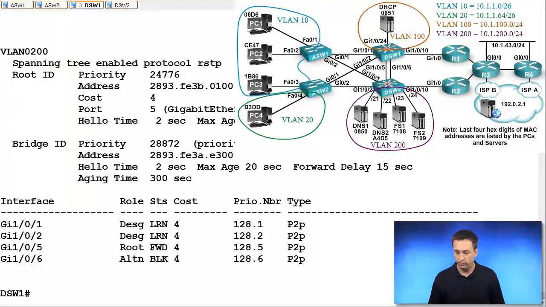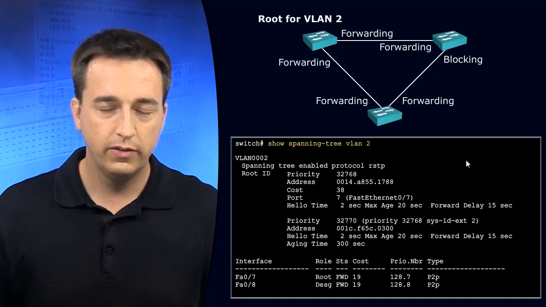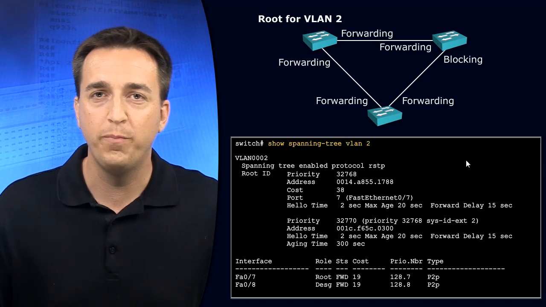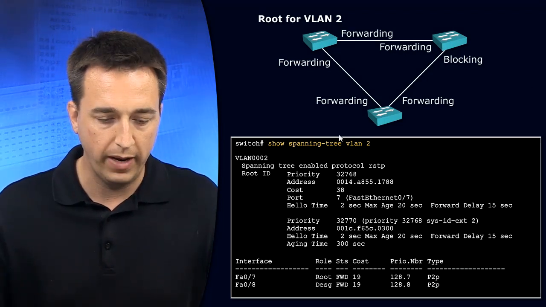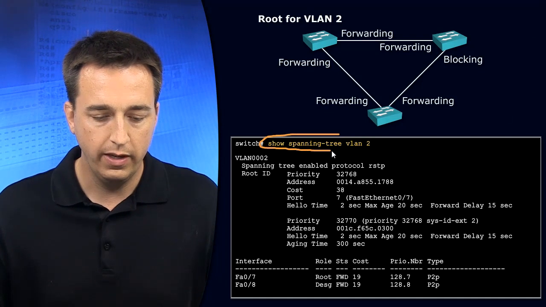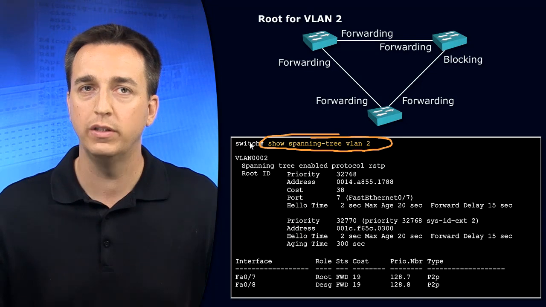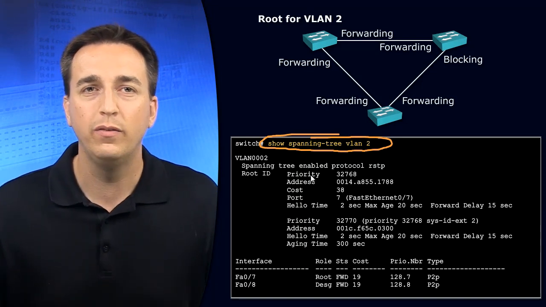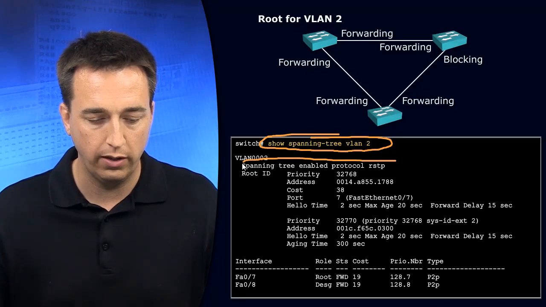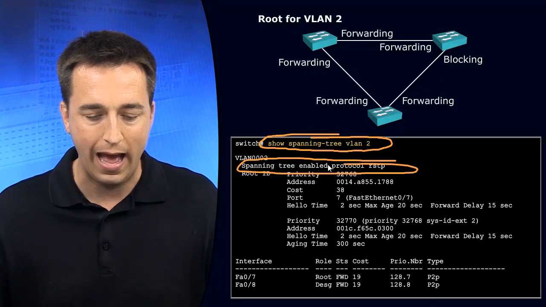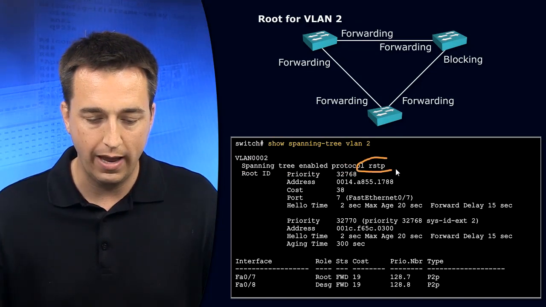So to verify if you are running Rapid Spanning Tree Protocol, you execute the command show spanning tree. If you want to look at a specific VLAN, then you can type in the VLAN number. So in this case, we are examining VLAN 2 only. And we can see that Spanning Tree Protocol is enabled, and it's Rapid Spanning Tree Protocol that is being used. RSTP.